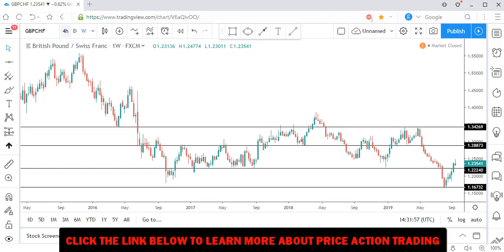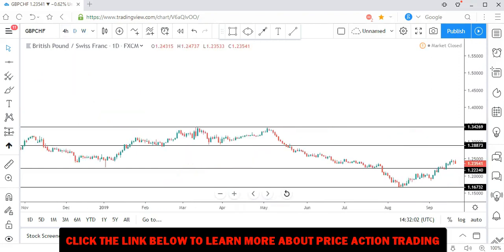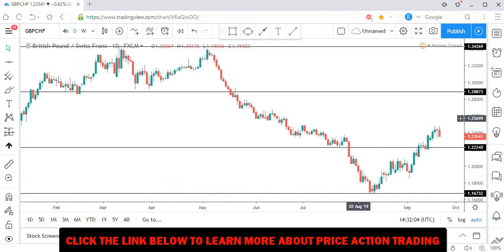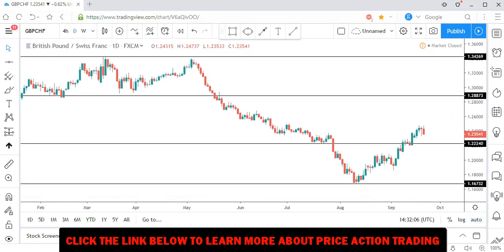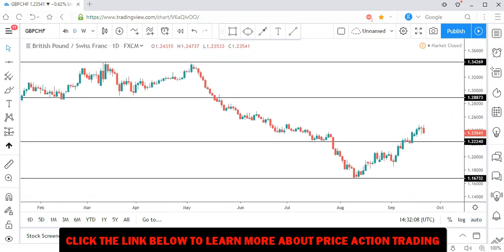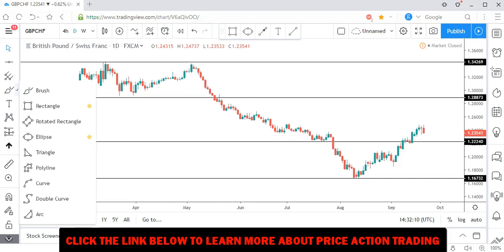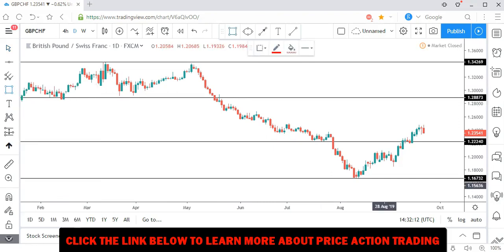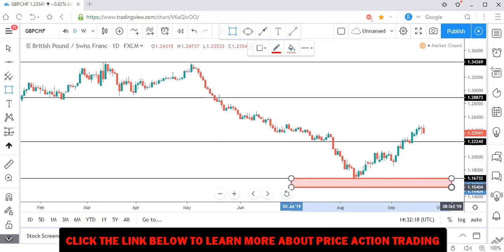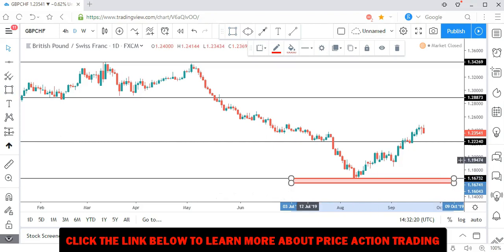So we jump into the daily time frame, and we have to make this point a zone. So you pick the rectangle tool, come here and pick the rectangle tool and mark a little bit of a zone like this here. You can change the colors now. This is the zone.